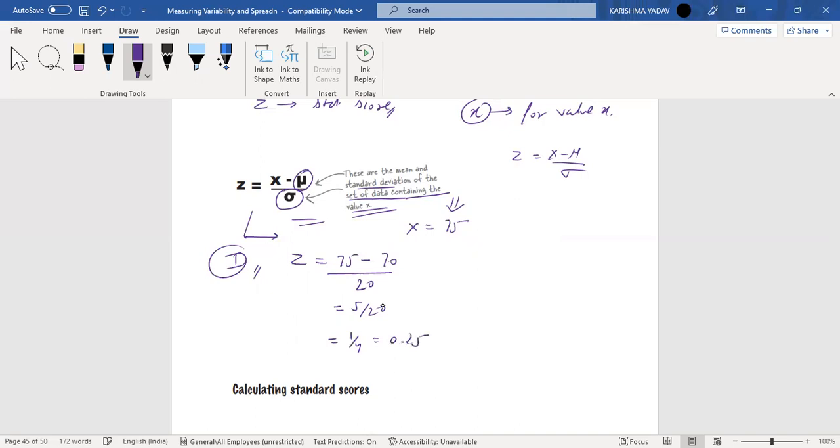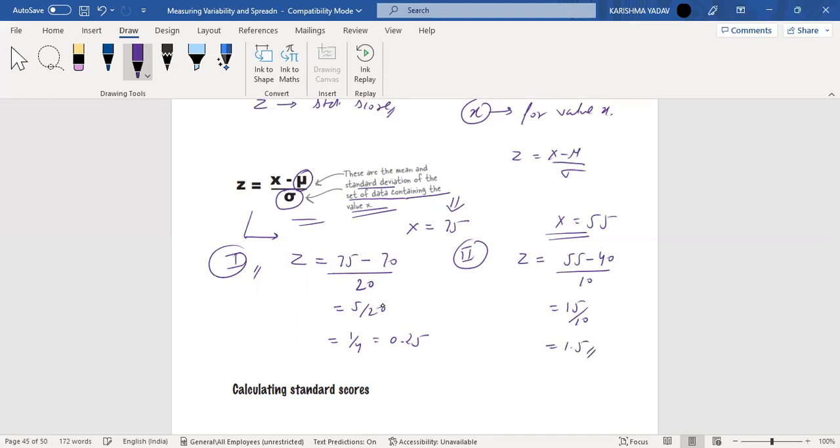Now what is the standard score for the second player? For the second player, X equals 55 for a particular match. So the standard score for the second player is Z = (55 − 40)/10, that is 15 divided by 10, which equals 1.5.